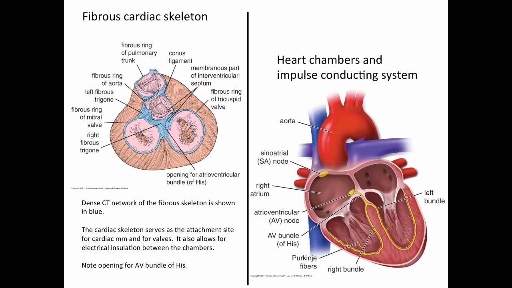The diagram on the right shows the four chambers of the heart that you know so well from gross anatomy. You can see the sinoatrial node, the SA node, the AV node, and the AV bundle of His, which is going to divide into the left and right bundle branches.